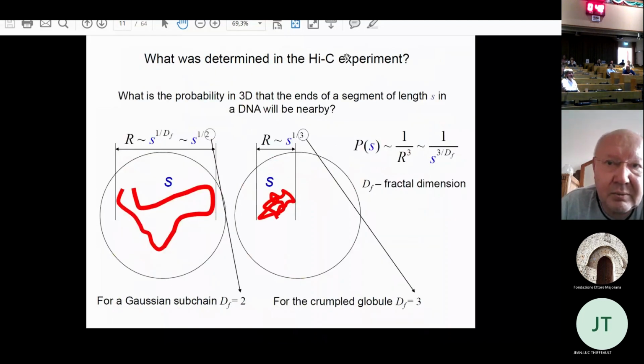So, what was determined in this Hi-C experiment? We can ask the following question, as I have just said. What is the probability in three-dimensional space that the ends of a segment of length s will be nearby? So we have segment s, and then we ask how we can estimate the probability that the ends of this red part will be close in space. Of course, it's not very easy to compute exactly, but to estimate, it's not very difficult.